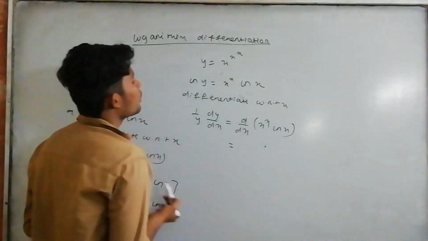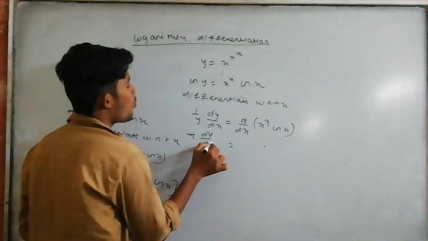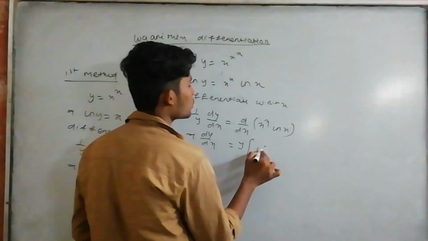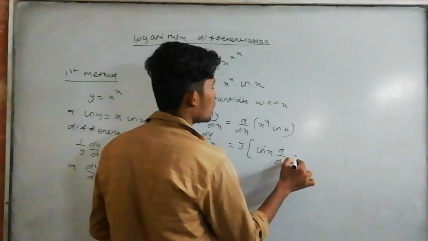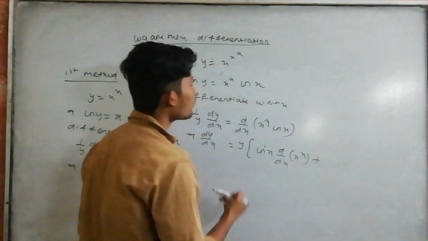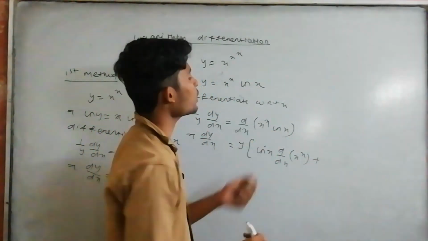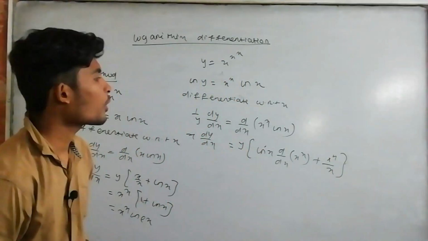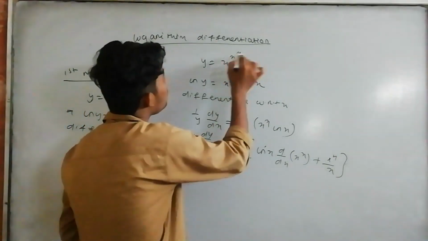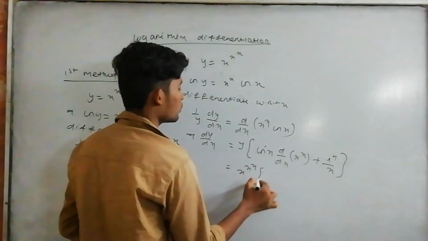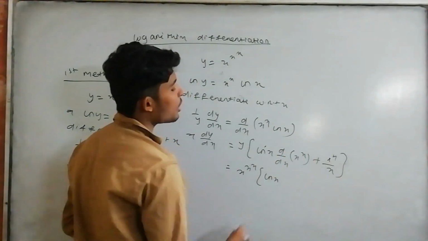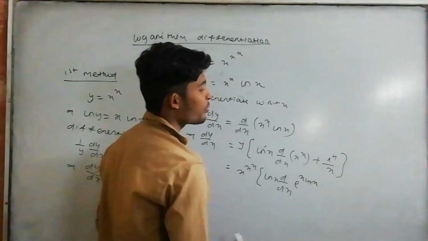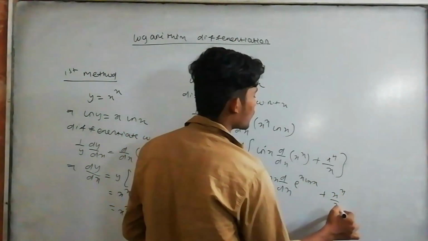Okay, so what do you get? dy by dx is y times the derivative of x to the power x, taking ln x as constant, so d by dx of x to the power x, plus ln x times the derivative of ln x, which is x to the power x divided by x. And we know y is x to the power x, so ln x, and here you apply the second method, d by dx of e to the power x ln x. Okay, so plus x to the power x divided by x.